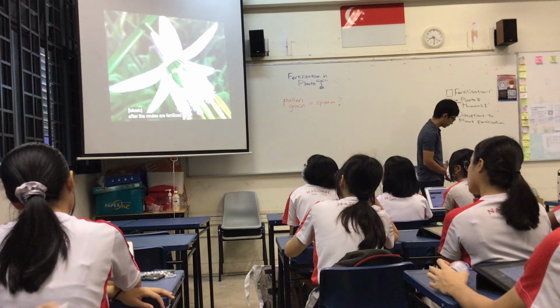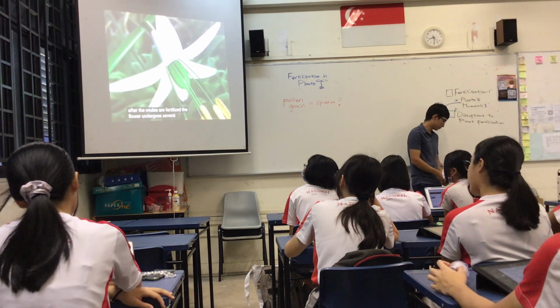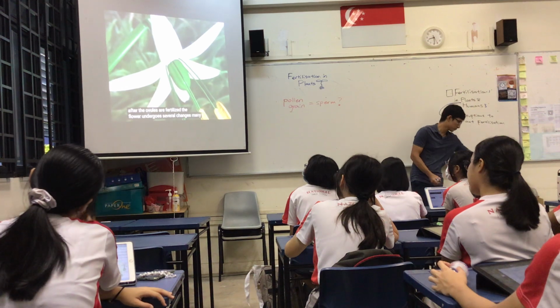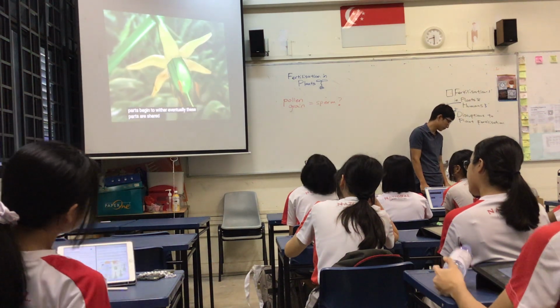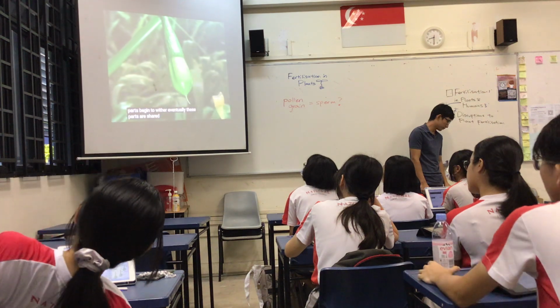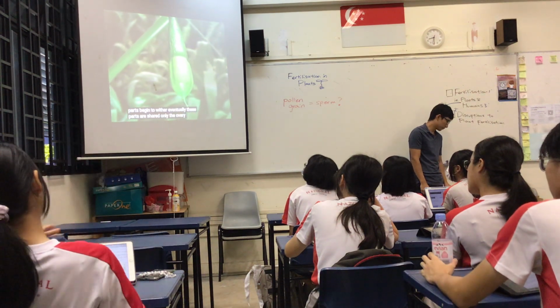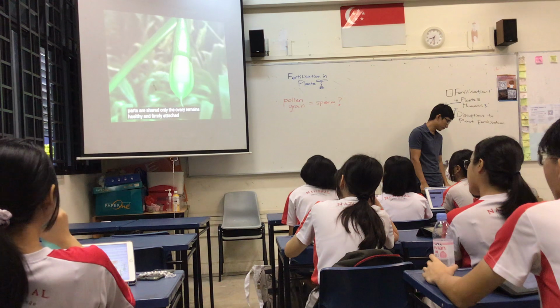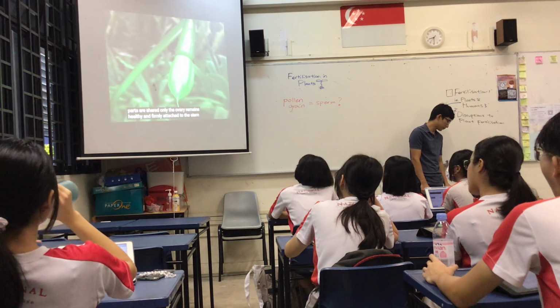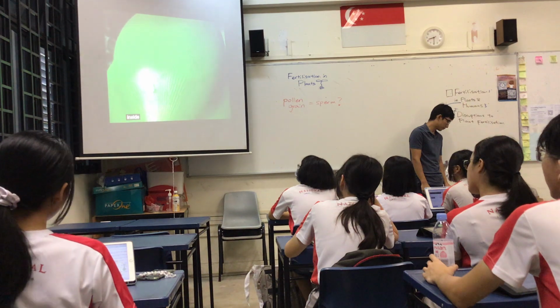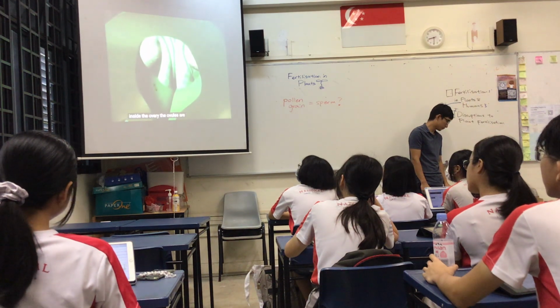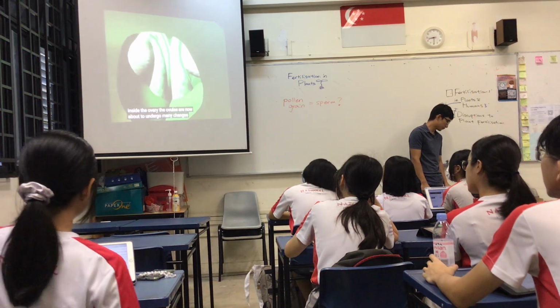After the ovules are fertilized, the flower undergoes several changes. Many parts begin to wither. Eventually, these parts are shed. Only the ovary remains healthy and firmly attached to the stem. Inside the ovary, the ovules are now about to undergo many changes.